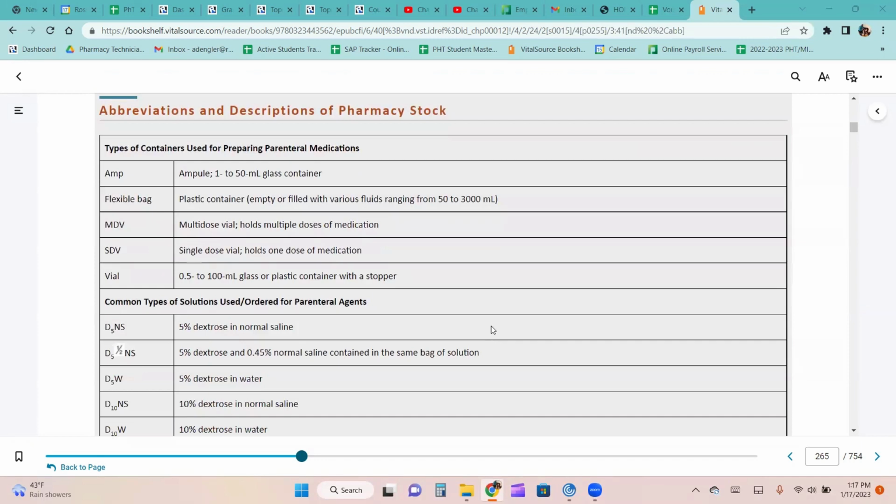So when you see AMP, that's an ampule. It's a 1 to 50 ml glass container that contains medication. A flexible bag. MDV, which is a multi-dose vial. It holds multiple doses of medication. SDV, it's a single dose vial, holds only one dose of medication or a vial that can go anywhere from 0.5 to 100 ml.